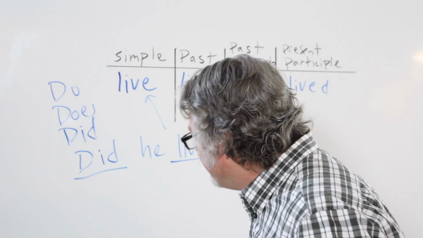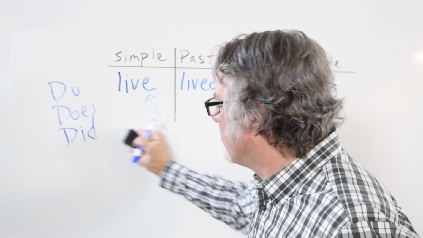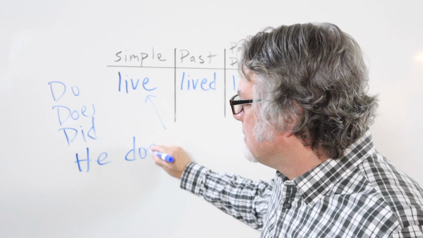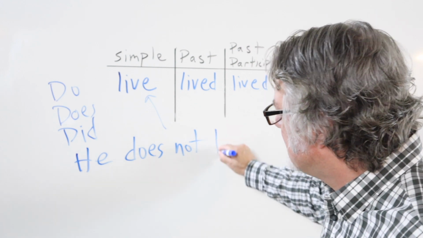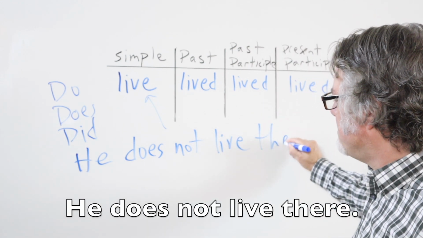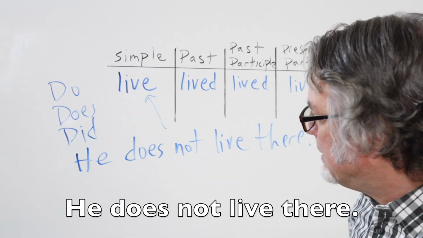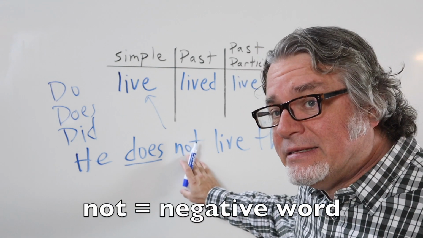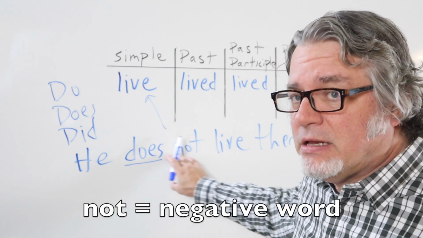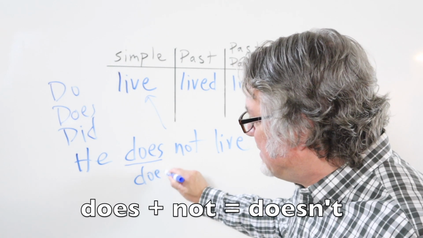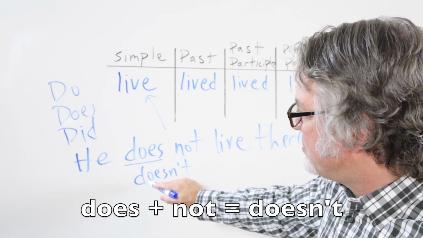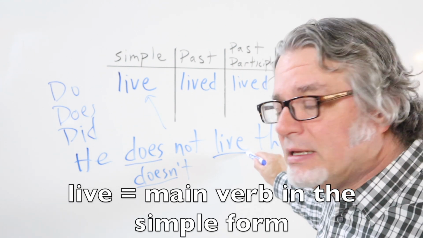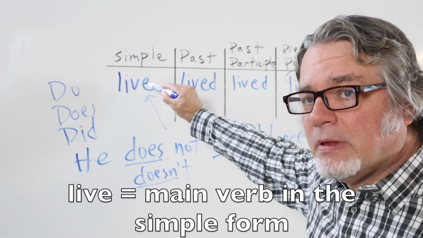For the negative, he does not live there. So here's the helping verb. This is the negative word. You could make a contraction and say doesn't. This is still the helping verb. And then here's the main verb, and it's in the simple form.